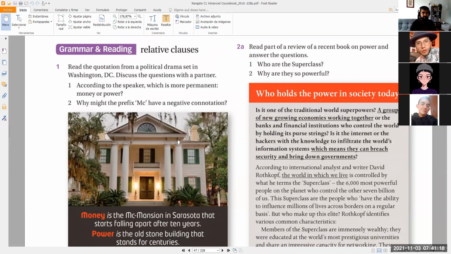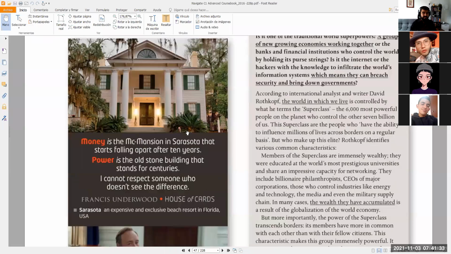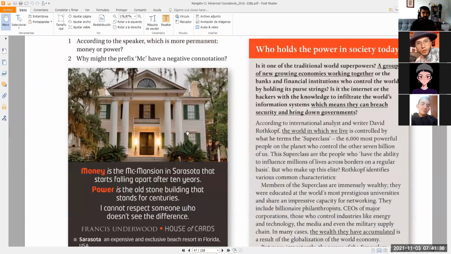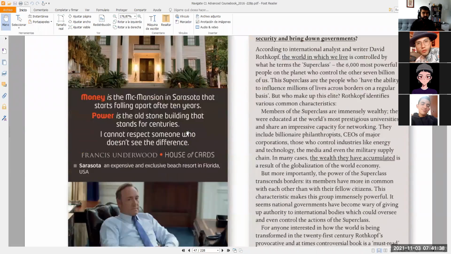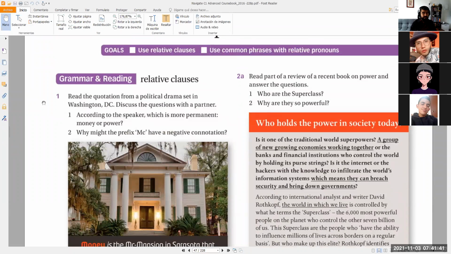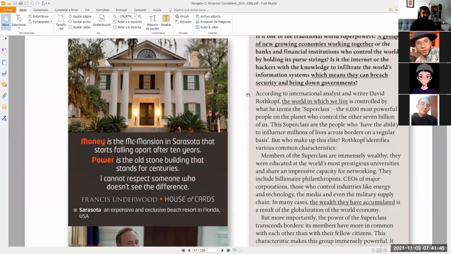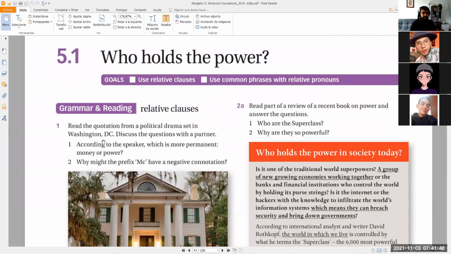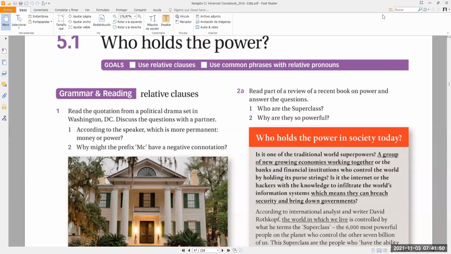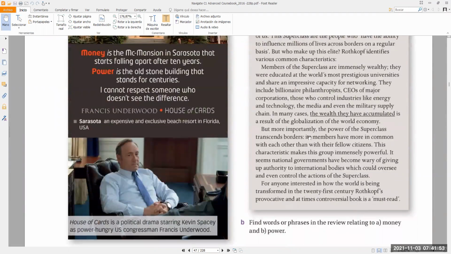I will open the breakout rooms. You can work with whoever you want, and we're gonna answer this. According to the speaker, which is more permanent, money or power? That's the very first question. The second, why might the prefix Mc have a negative connotation? That is what we are going to do. So we're gonna read this quotation from this political drama and try to answer these two questions, okay? That is the very first thing we are going to do.